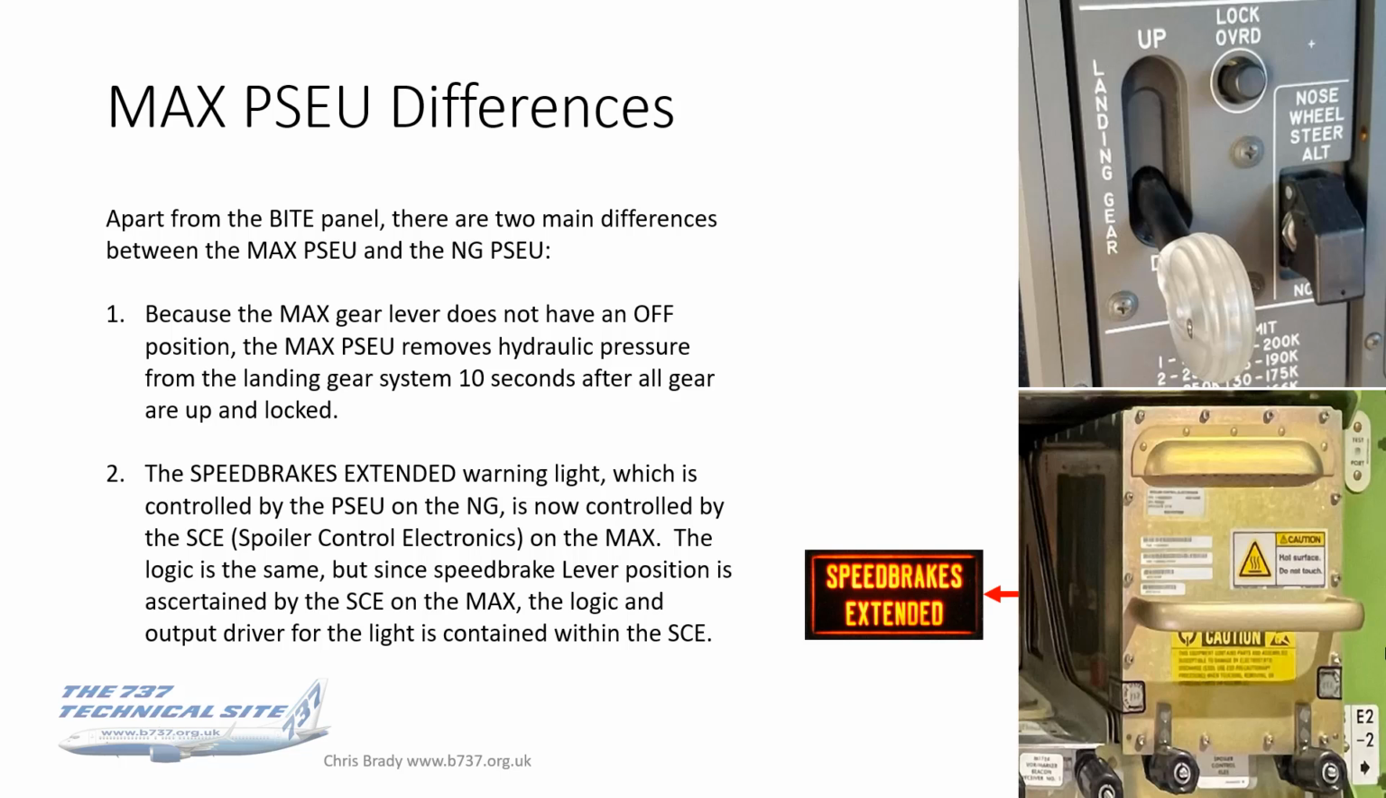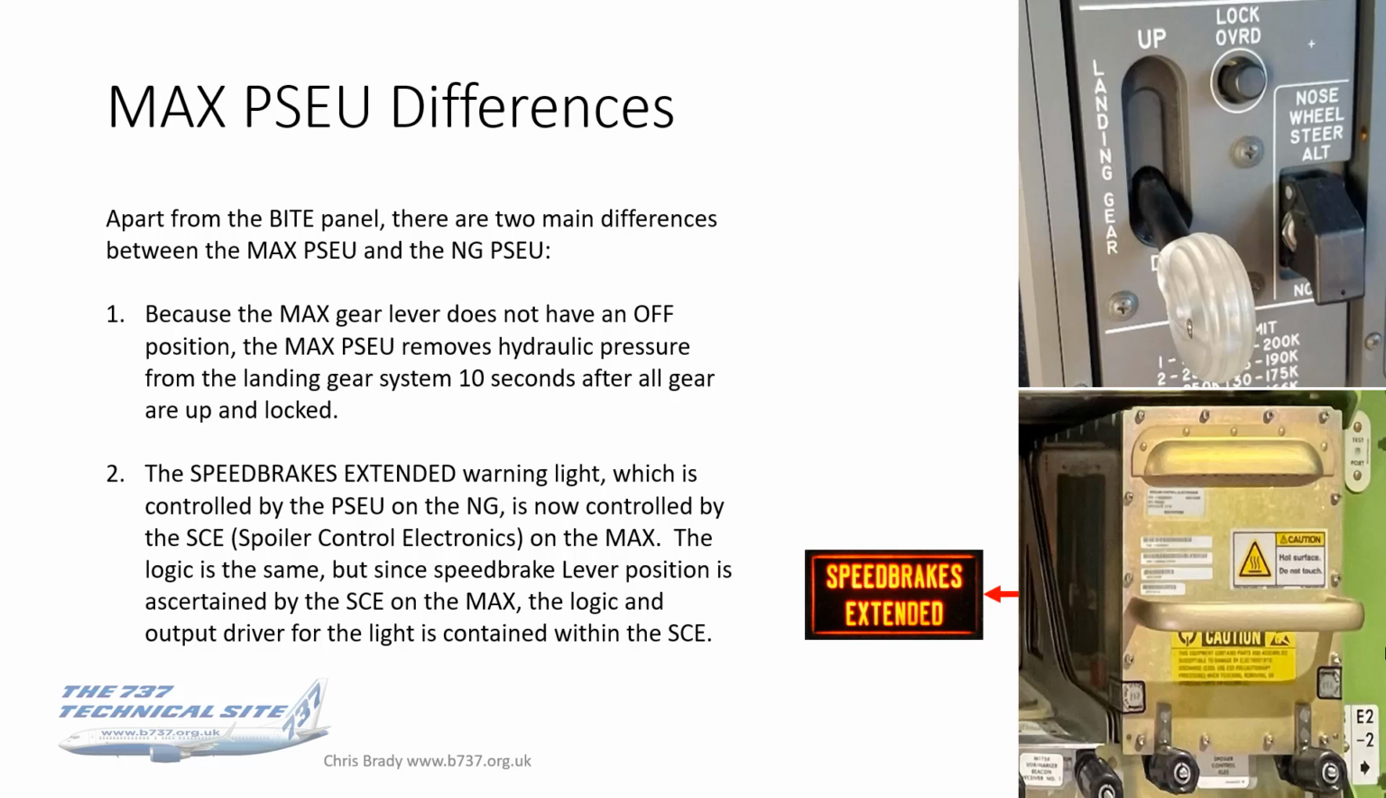So other differences apart from how it looks, the two main ones are these. The MAX gear lever, as you know, doesn't have an OFF position, and that's because the function of the OFF position to remove hydraulic pressure was taken over by the PSEU. So the MAX PSEU will remove hydraulic pressure from landing gear 10 seconds after all gear are up and locked. And this in turn was basically to save space on that panel, so you could fit the large displays on.